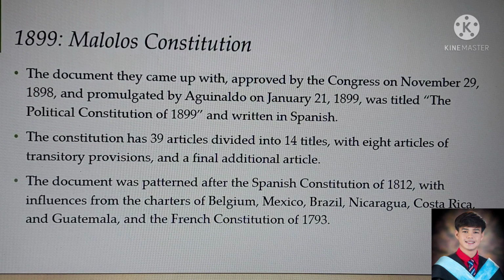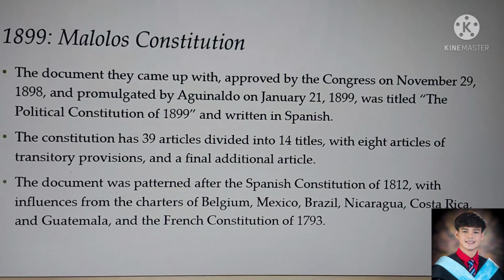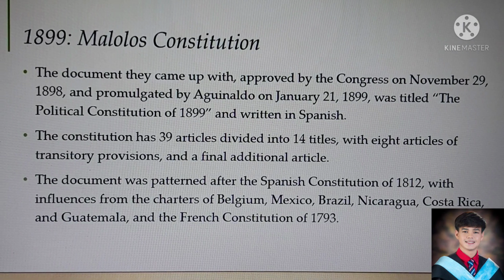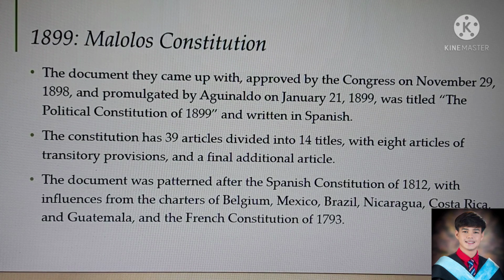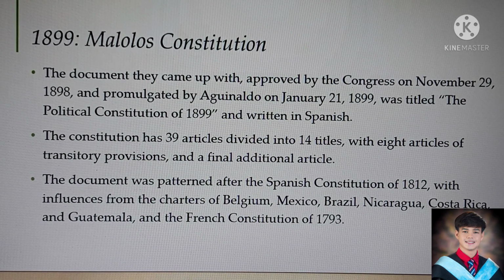So, kumuha daw siya ng mga tinatawag nating mga articles, mga charters mula sa Belgium, Mexico, Brazil, Nicaragua, Costa Rica, Guatemala, and the French Constitution of 1793. So, ibig sabihin nun is Spanish Constitution, tapos kumuha siya ng ilang batas mula sa saligang batas ng Belgium. Kasi mga nakalagay dyan ng mga bansa.